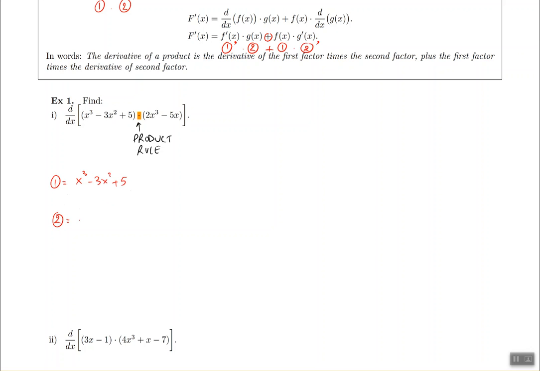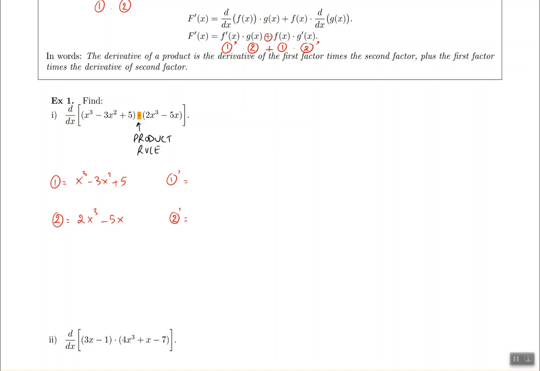And who's the second function? Well, it's everything that came after the product. So in this case, it's 2x cubed minus 5x. Now, once you do that, I want you to directly across from them, put the first derivative and the second derivative. So directly across from the old first and second function, put the derivatives of each one of them.